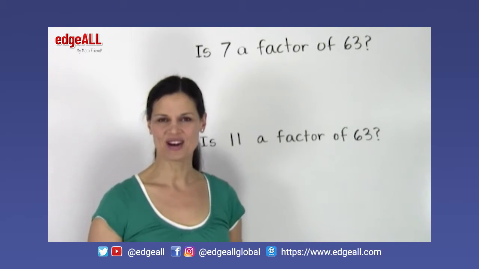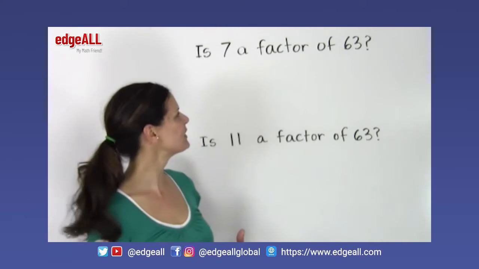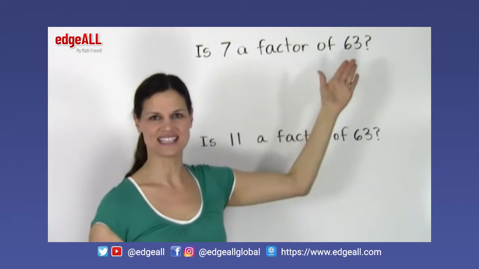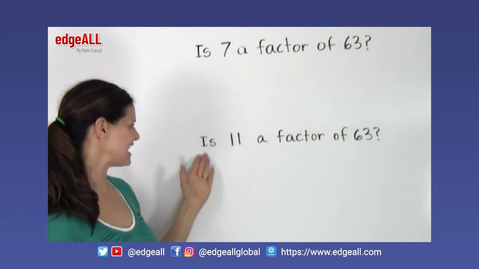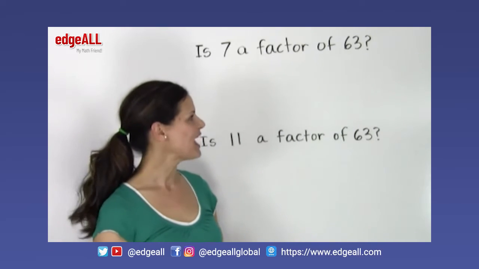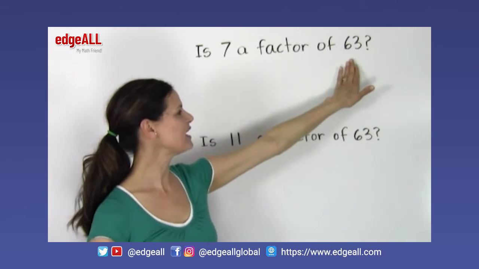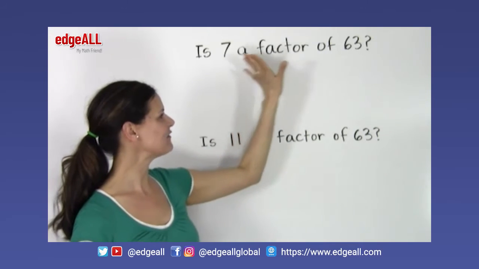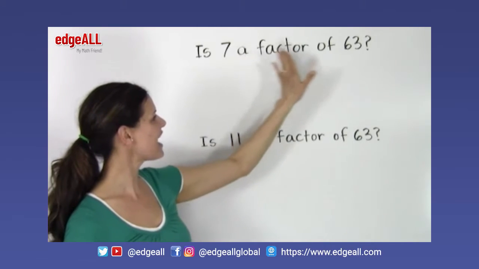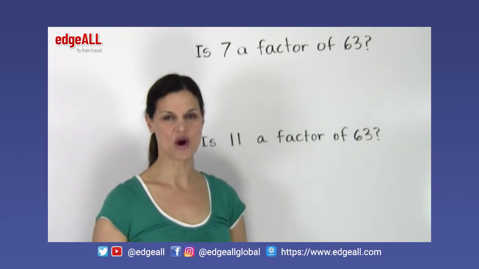Let's look at a couple more examples of finding out whether a number is a factor of another number. So I have here a question asking me, is 7 a factor of 63? And then we'll also find out if 11 is a factor of 63. So we want to remember that if a number is a factor of another number, that factor needs to fully divide the number. So if 7 is a factor of 63, it should fully divide 63 with no remainder.